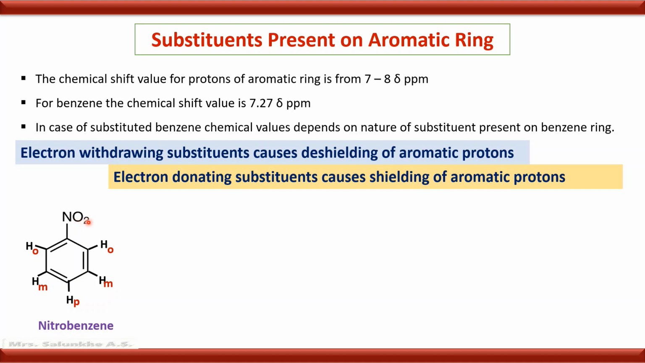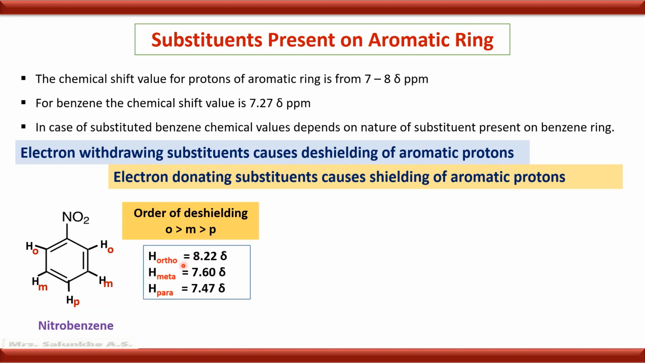And there is a minus M and minus I effect, and due to electron withdrawing inductive effect and mesomeric effect, electron density on benzene ring decreases. And as electron density on benzene ring decreases, all the protons on benzene ring are deshielded. But it is observed that the order of deshielding is ortho protons are more deshielded than meta protons, which are more deshielded than para protons. And the chemical shift value for ortho protons is 8.22.